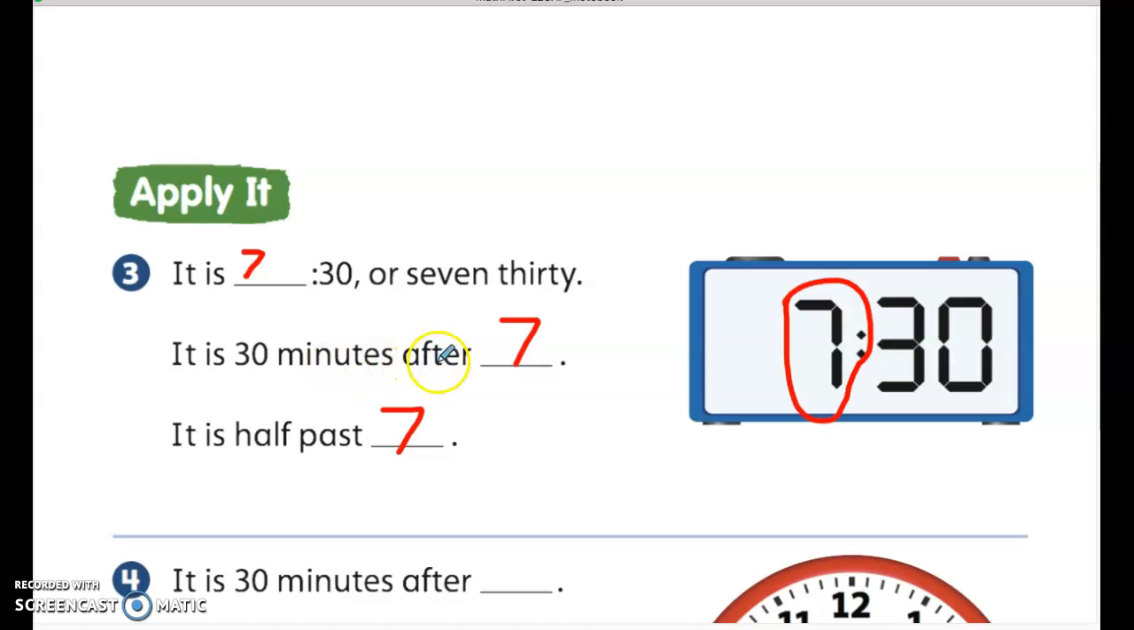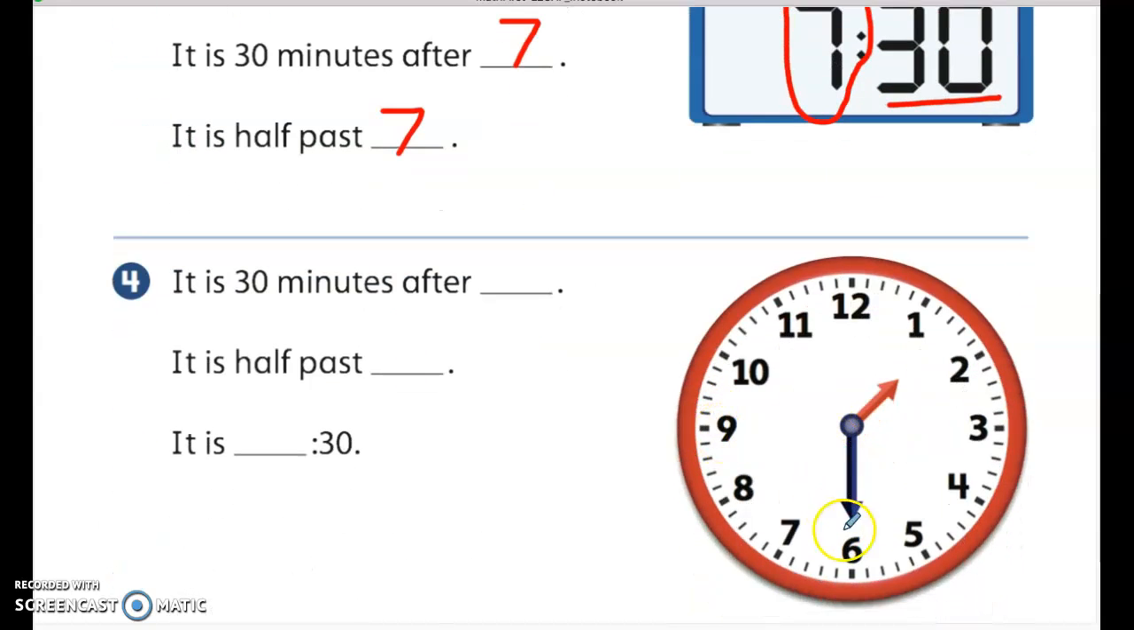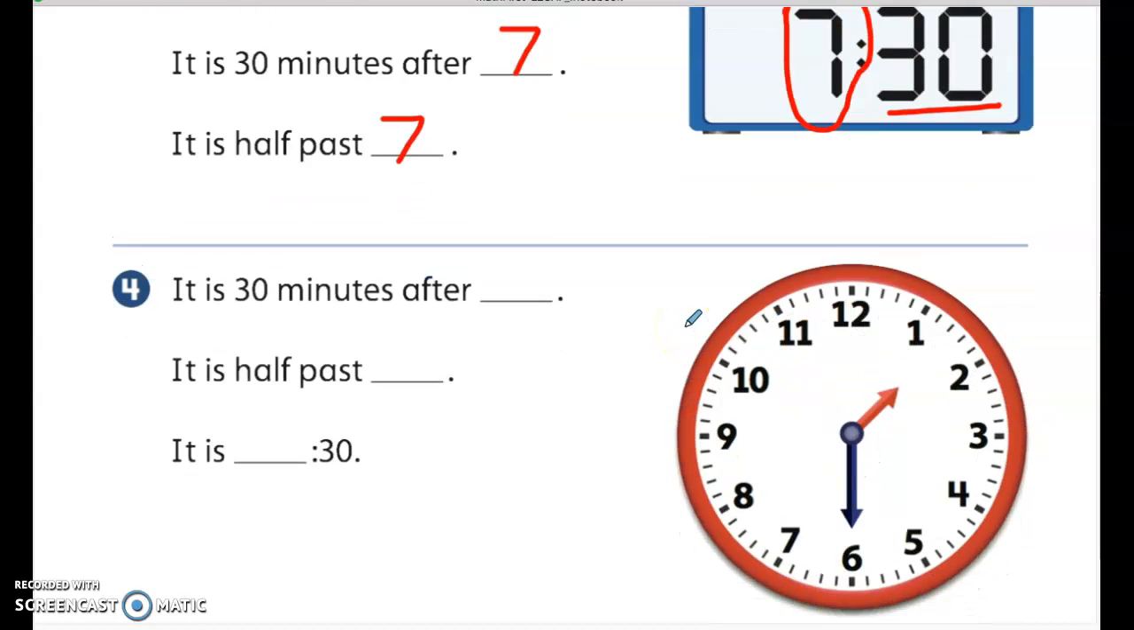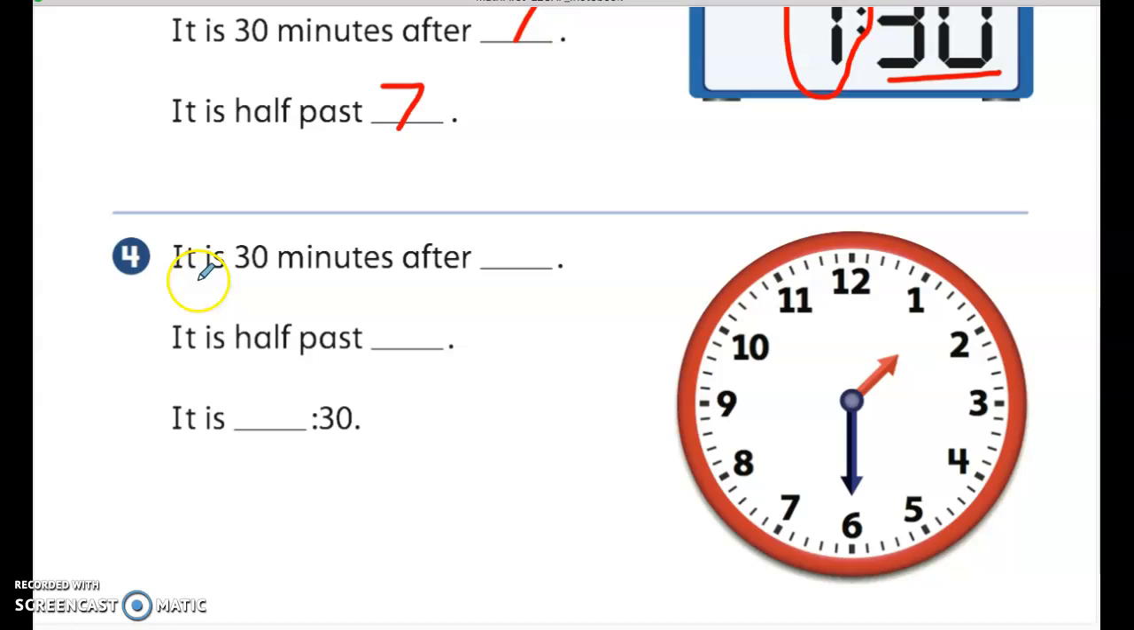It is 30 minutes after 7. It is half past 7. Okay, half past means 30, means it's halfway. Halfway. 6 is your halfway mark when you're looking at a clock. So number 4, it is 30 minutes after.